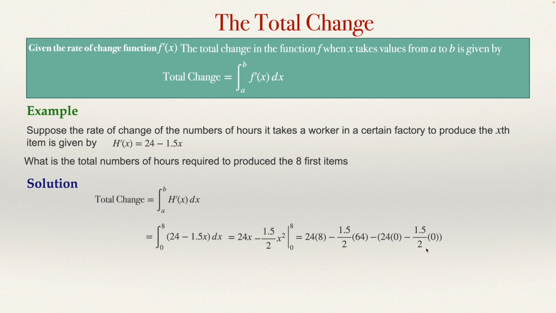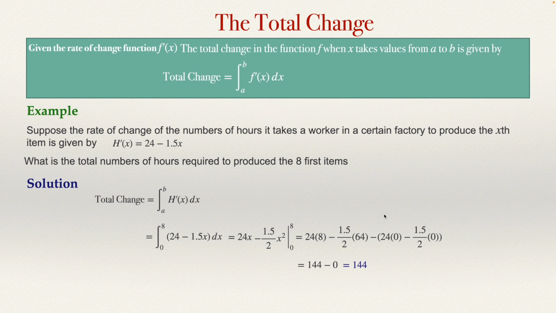By the way, the value at 0 is 0. So this is 1.5 times 64 over 2, which is 48. It will be 24 times 8, that is 192, minus 48, and this will be 144. So we have 144 minus 0, and this is 144. It means the total number of hours required to produce the first 8 items is 144. So this is an example of how to use the total change formula.